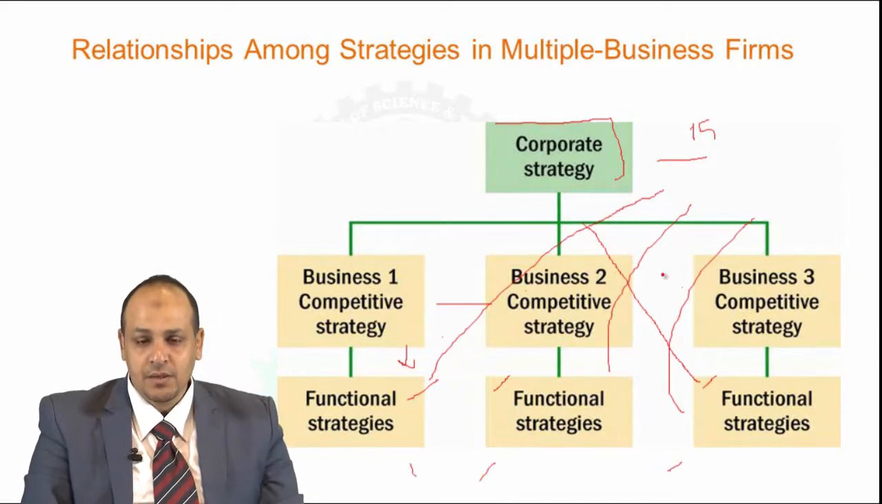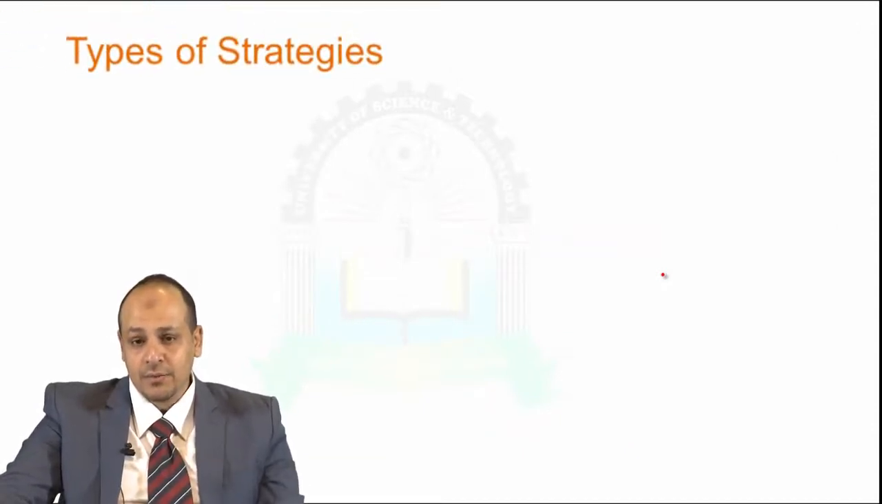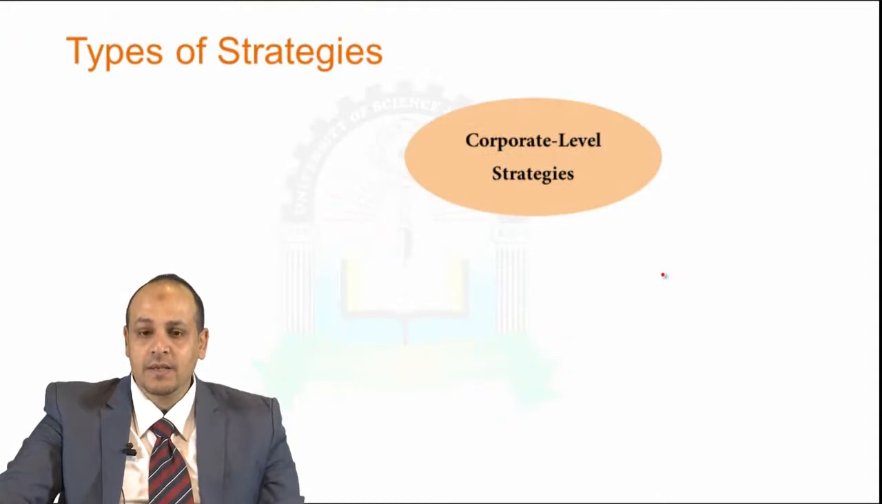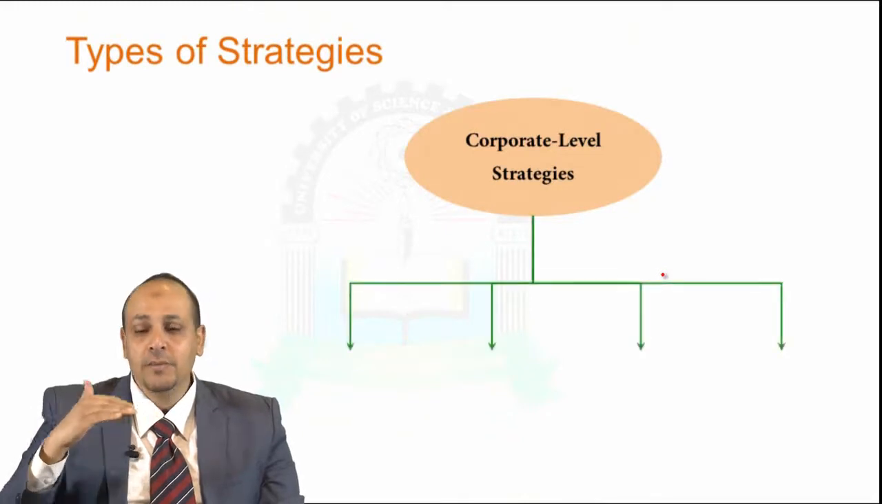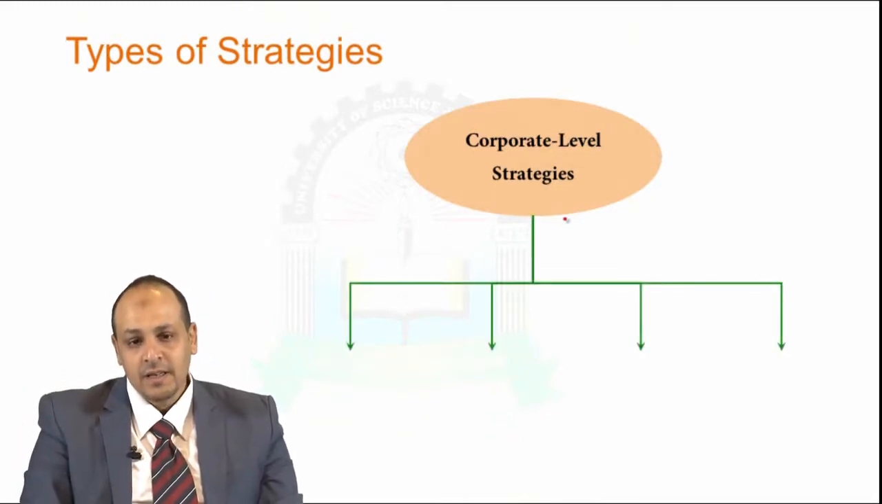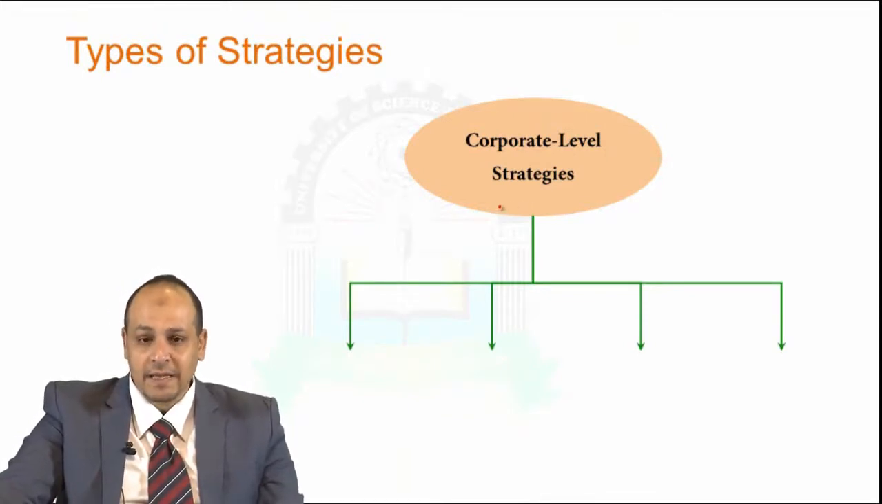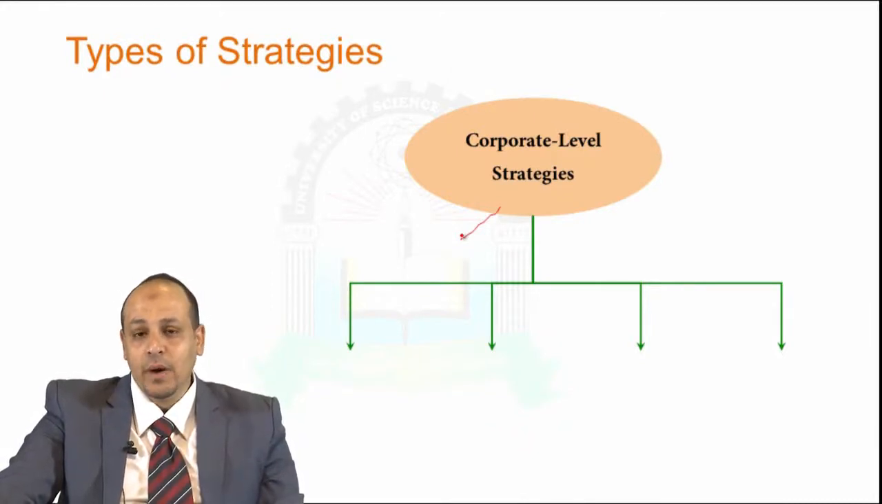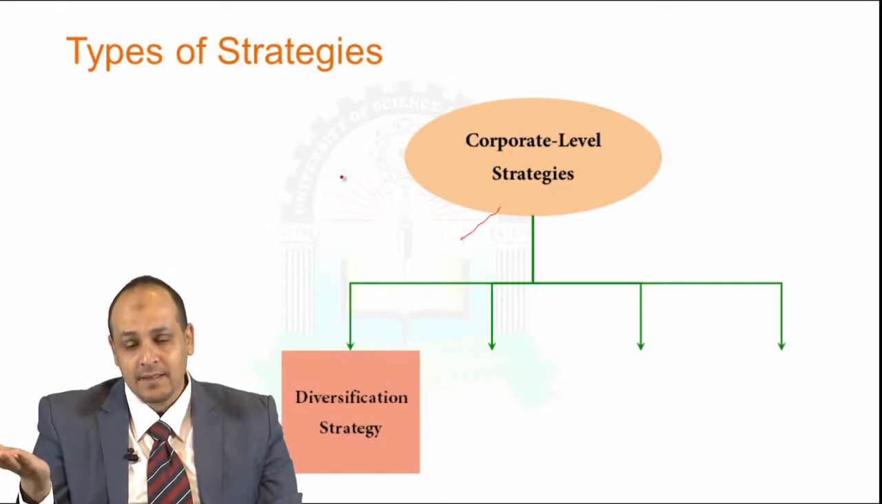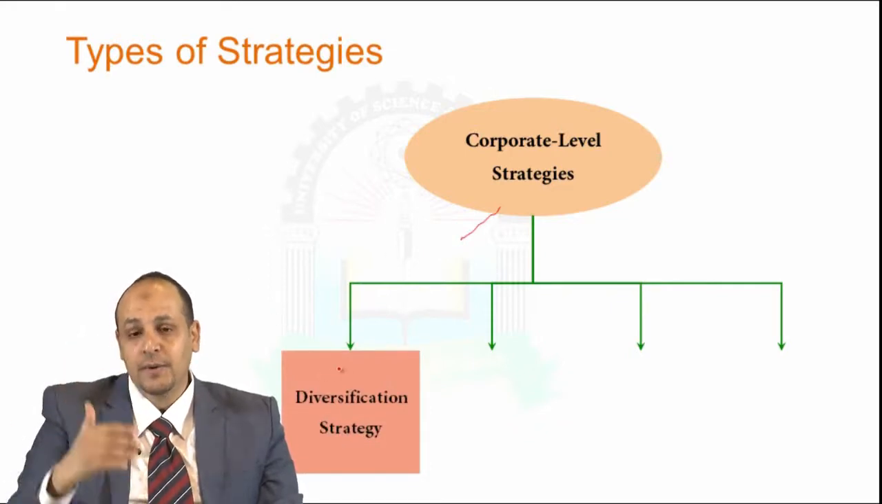Now, what types of strategies do we have here? As we said before, we have different levels of strategies. The first is the corporate level strategy, or the strategies of the business itself. These will then be translated into departmental strategies. We have different means. The first one is the diversification strategy, which is one of the tools the company has in order to achieve its corporate strategies.